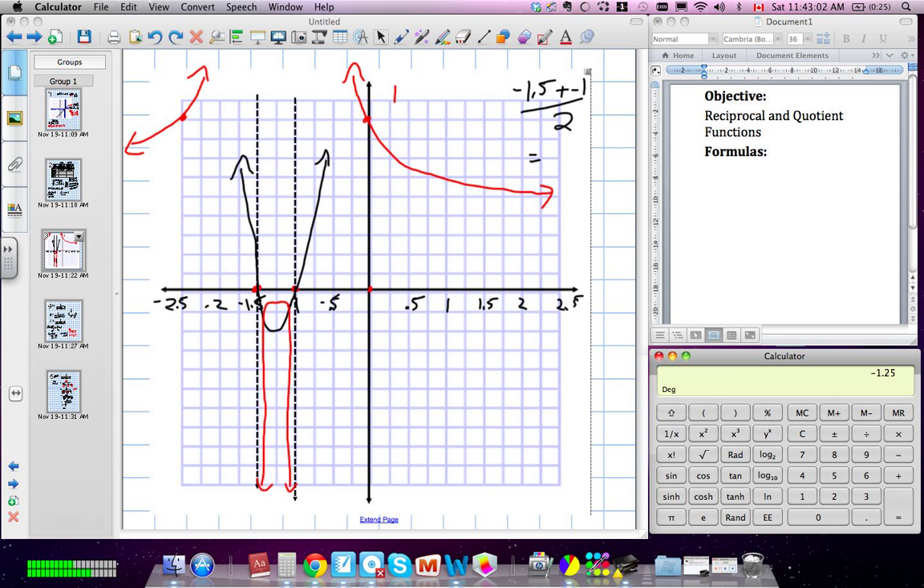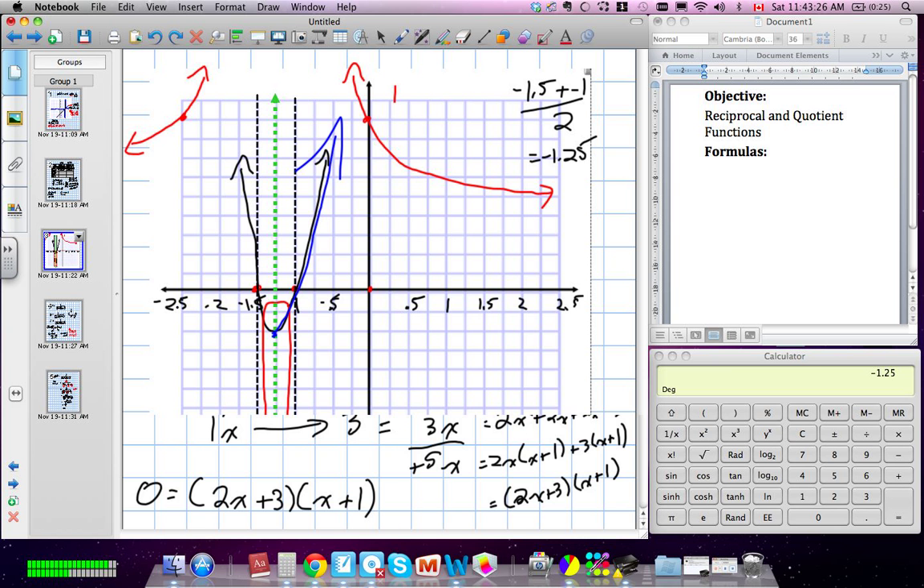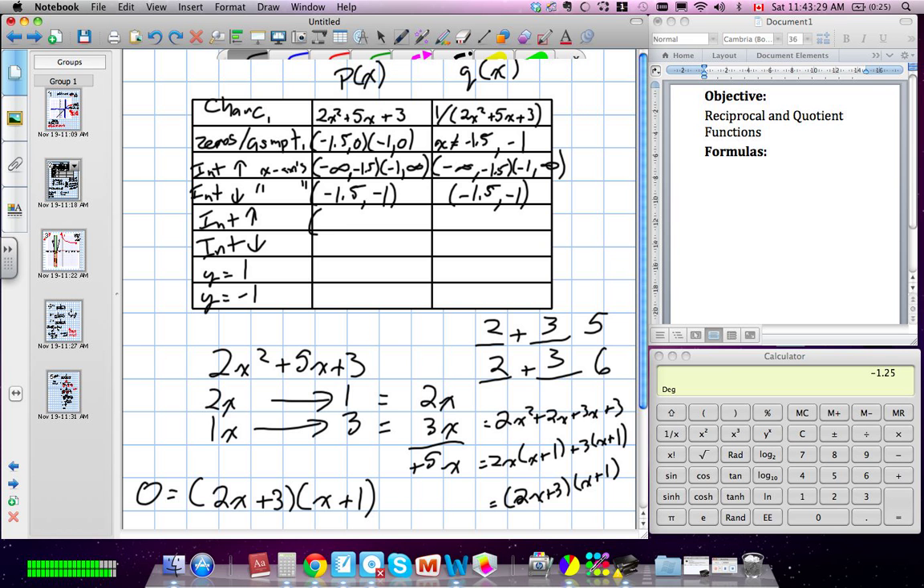Negative 1.25, which makes perfect sense. That's the middle of it, okay? Which is at -1.25. So in terms of increasing from -1.25 to infinity with the original function, it's increasing. So we would write that as from -1.25 to infinity, this guy increases. Okay? Now, which also means for our decrease, it's from negative infinity to -1.25.